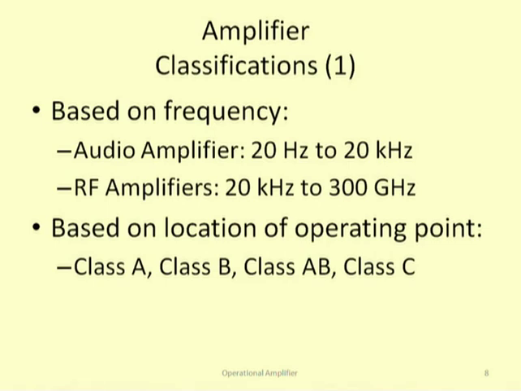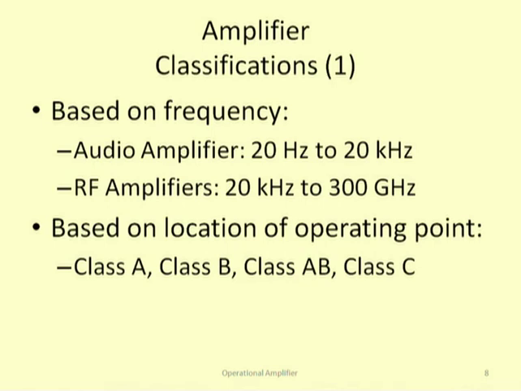Now, there is a second parameter on the basis of which the amplifier could be classified. That parameter is called the operating point. Depending upon the operating point, the amplifier could be classified as Class A, Class B, Class AB, and Class C. We'll try to briefly understand what is the meaning of Class A, what is the meaning of Class B, what is the meaning of Class AB, and what is the meaning of Class C.